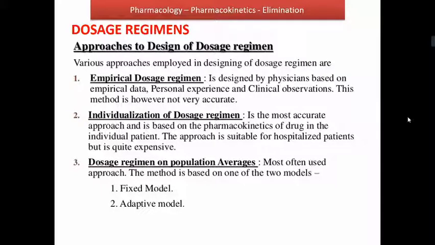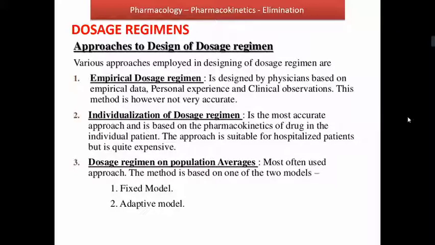You can have the empirical dosage regimen. This is simply designed by physicians based on empirical data. So based on the available data in research or personal experience by the physician and clinical observation. Okay man paghatag itong insulin, hininga ko an, tapos based also in the observation. However, this is said to be not accurate. Another approach is individualization of dosage regimen. So this is said to be the most accurate approach and is based on the pharmacokinetics of the drug in the individual patient. This is suitable for hospitalized patients.